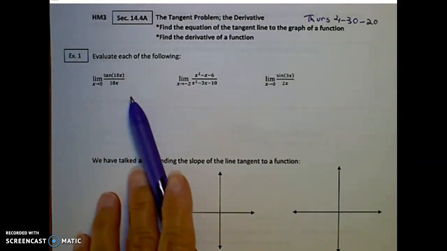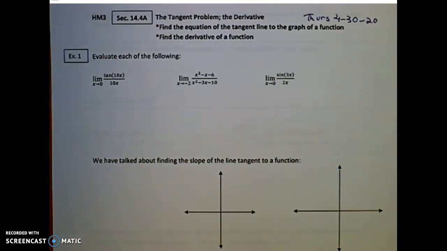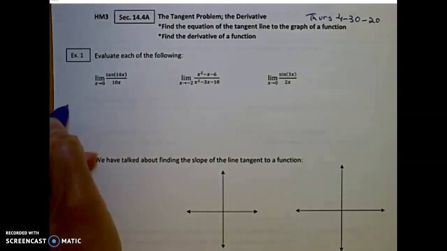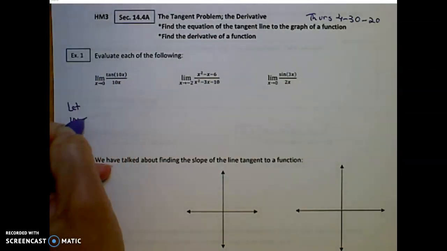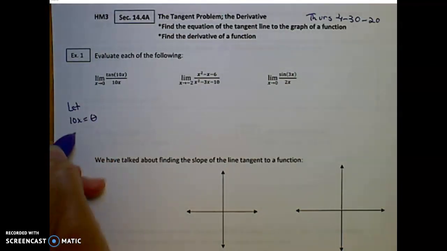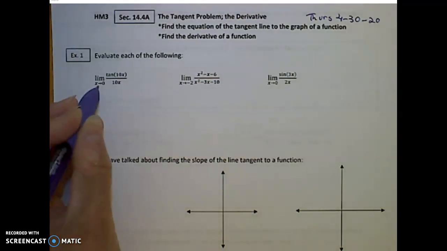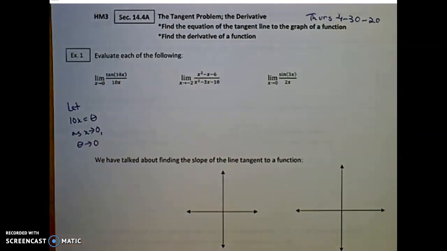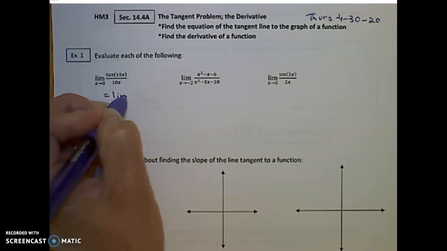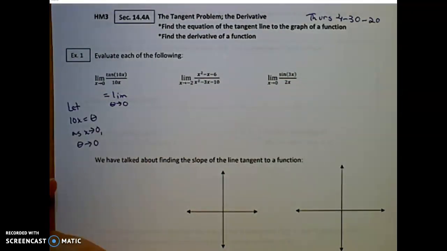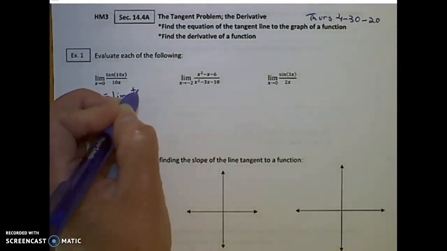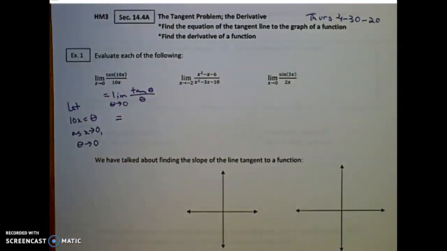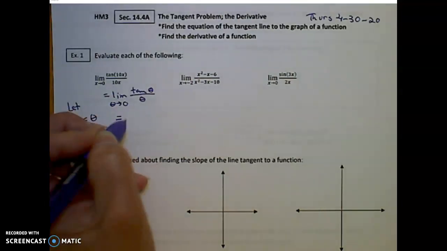We're going to evaluate a couple limits based on some of those limits of trig functions we saw the other day. Anytime this is the same, that 10x and 10x, I can let that 10x equal some other variable, let's say theta. And please notice then, as x approaches 0, 10 times 0 is 0, so theta also approaches 0. So then I can rewrite this limit as the limit as theta approaches 0 of tangent theta over theta. You should recognize that as one of those you're going to memorize: tangent x over x as x approaches 0, which is just 1.